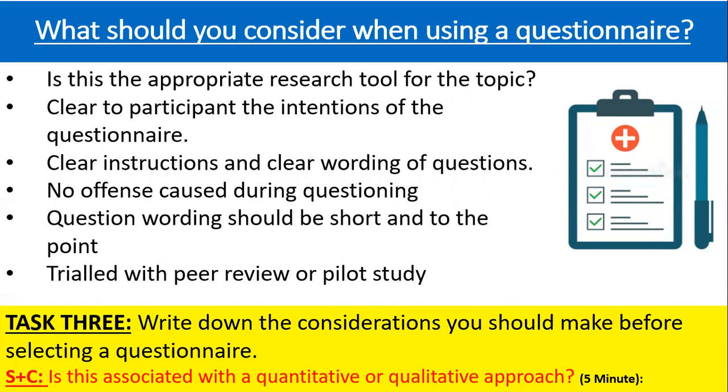Okay, you should also make it very clear to the participants the intentions of the questionnaire. That comes into the ethics about consent, so they know what you're doing, you're not misleading them. You need to be careful about the wording of your question, so it's not open to interpretation. Remember, questionnaires are all against that. They're about it being very clear. You can't be offensive during the questioning. That's a given, no harm.